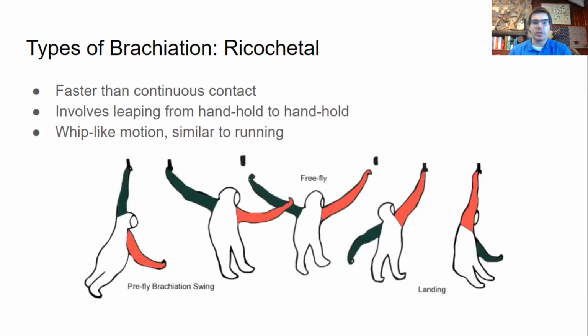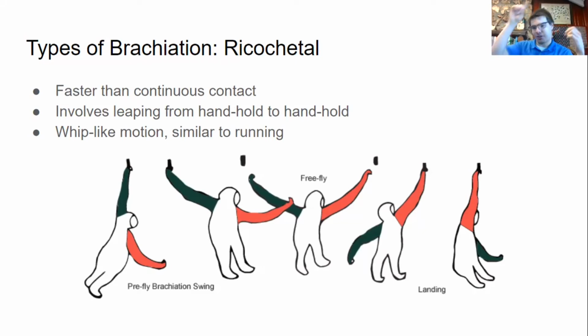It's just like walking. So the next one is ricochetal. It is faster than continuous contact, and it doesn't always involve contact. It involves leaping from handhold to handhold. So let's say that you're moving in continuous motion, and you're getting pretty far forward, and you can now take longer strides, essentially, with your arms because you're moving forward.